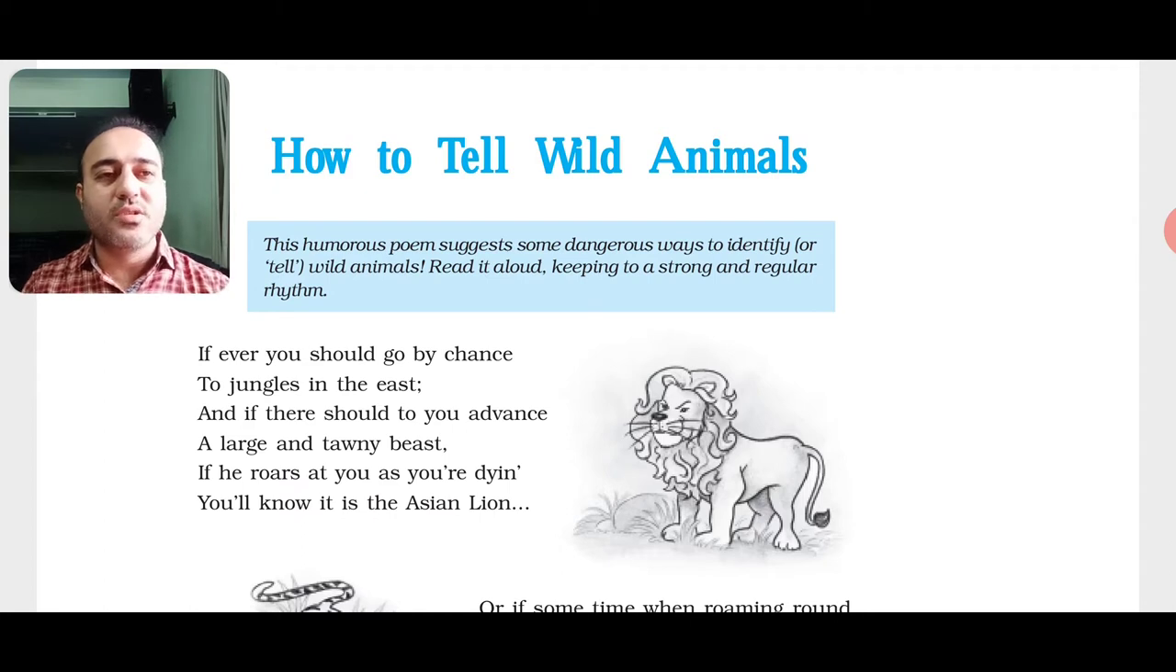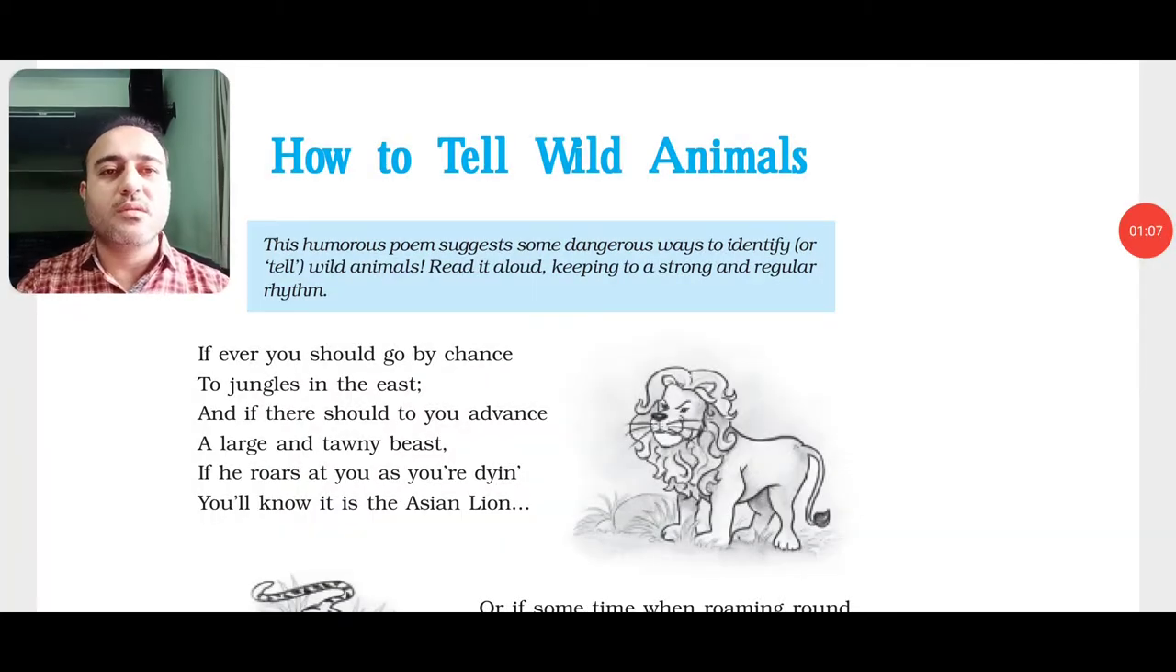She has used language in a way that creates or generates humor. Humor means laughter. Right. She is introducing to the reader various kinds of wild animals like Asiatic lions, tiger, bear, crocodile, hyenas. Right. So these are some of the animals which are described in the poem. Okay.